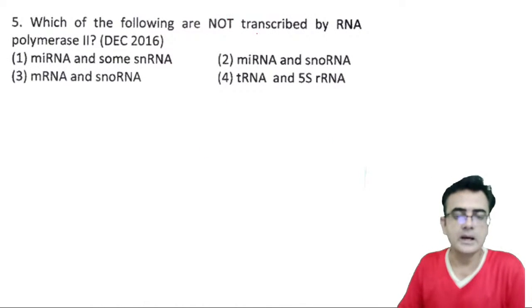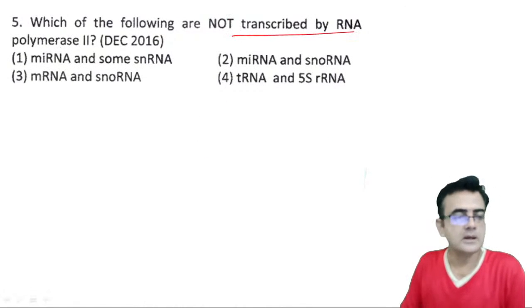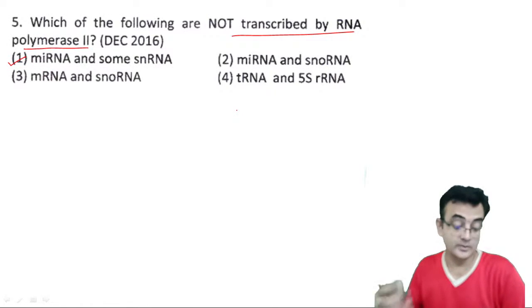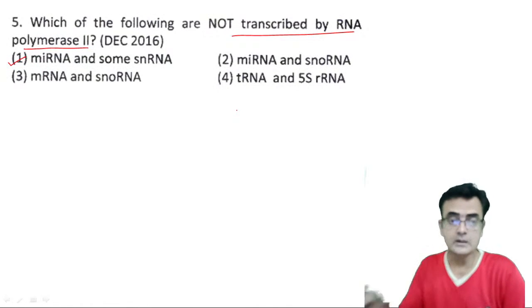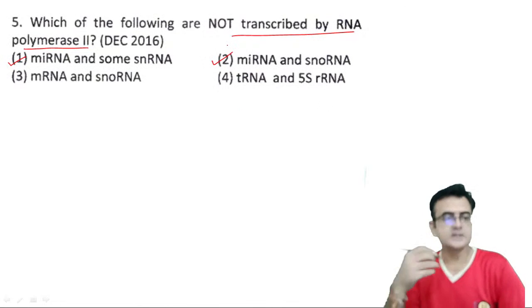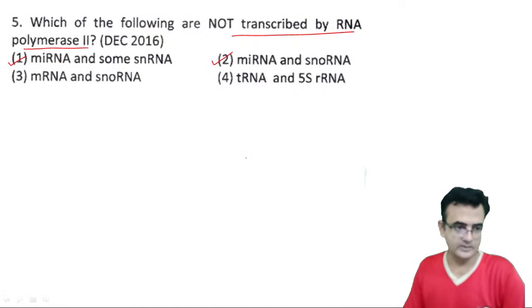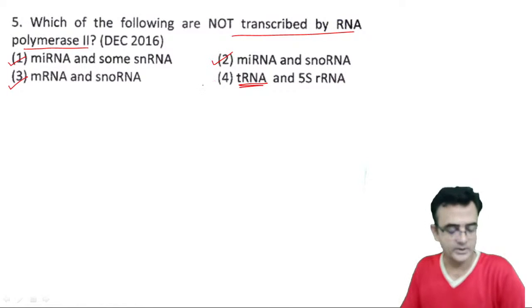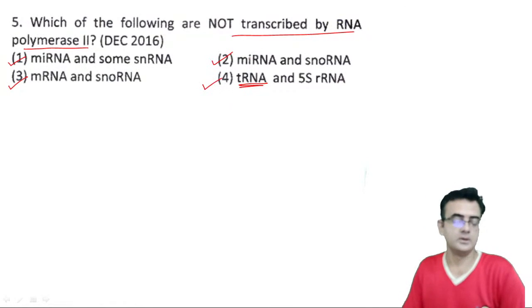Which of the following are not transcribed by RNA polymerase 2? See, miRNA and some snRNA can be transcribed by RNA polymerase 2, we have discussed, right? Then miRNA and snoRNA, this is also transcribed by RNA polymerase 2, we have seen. Then mRNA and snoRNA can also be synthesized. mRNA, of course, and apart from that snoRNA can also be synthesized. tRNA cannot be synthesized by RNA polymerase 2. So the correct answer is 4.